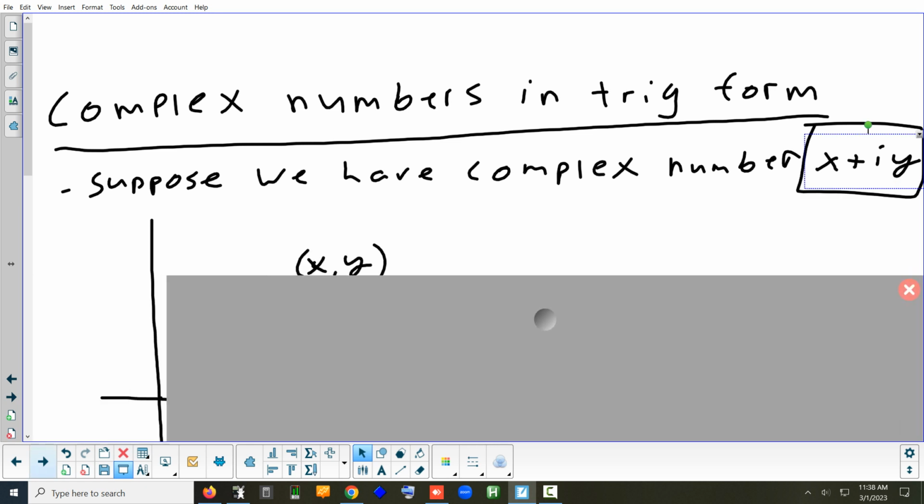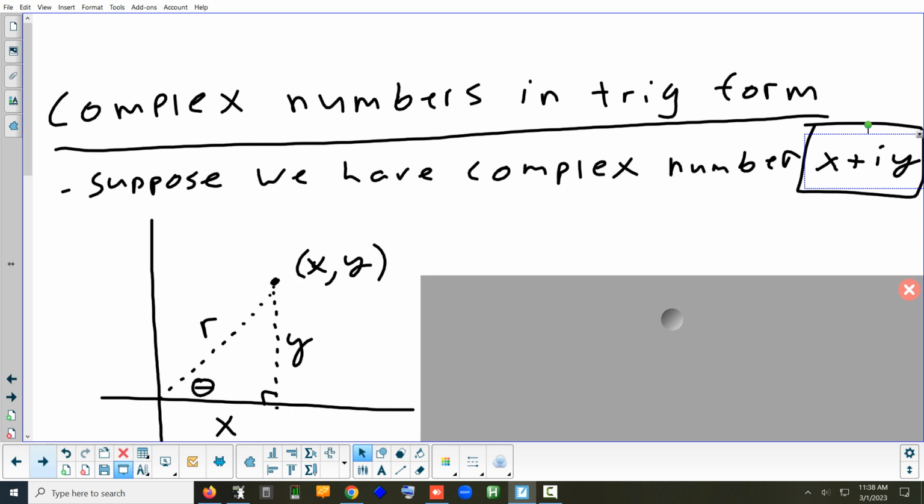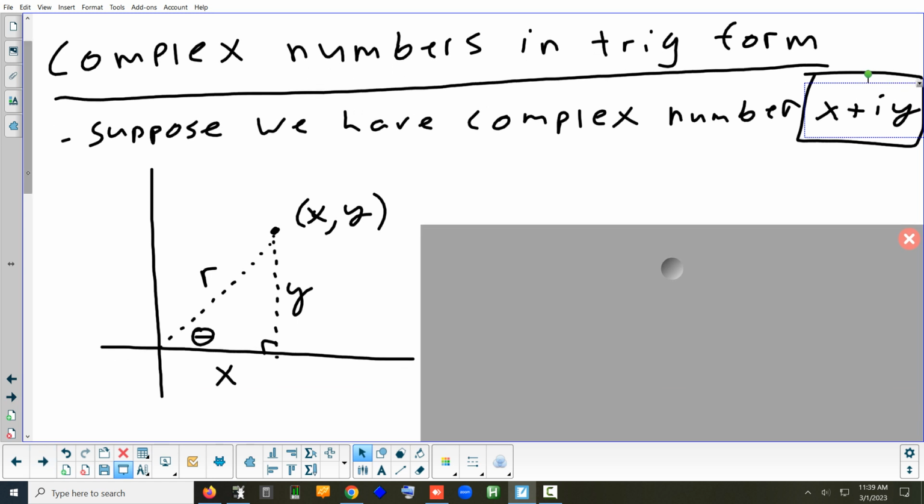Now, to write this in trig form, you cannot have an x and a y. You need to get rid of them. Trig form is going to use, well, think what we use in trig all the time. We use angles. So it's going to use an angle. So we're going to have to change x and y to something. Here's a representation of a complex number.